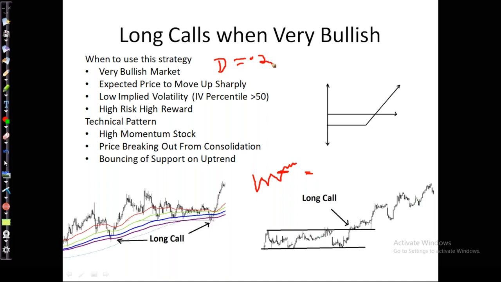Suppose delta is showing 0.2. 0.2 means if price goes up 1 rupee, the premium goes up 20 paisa. But on the opposite side, for the sell direction, delta is showing like 0.6. So when price goes up 1 rupee, your premium will increase 20 paisa, but when price drops 1 rupee, it decreases 60 paisa.